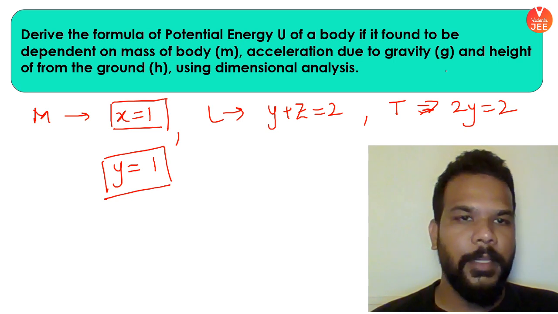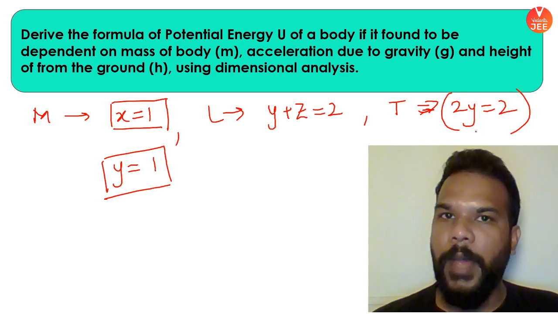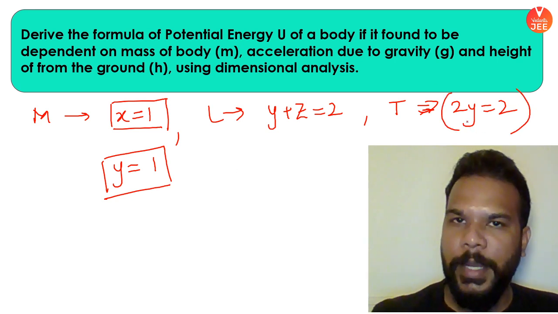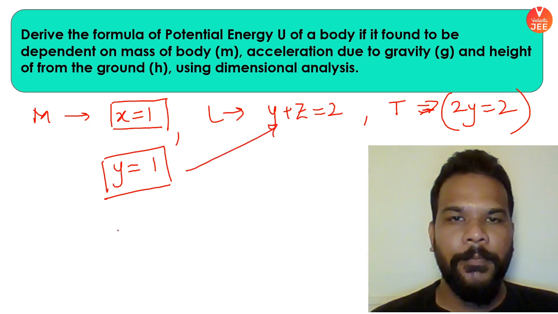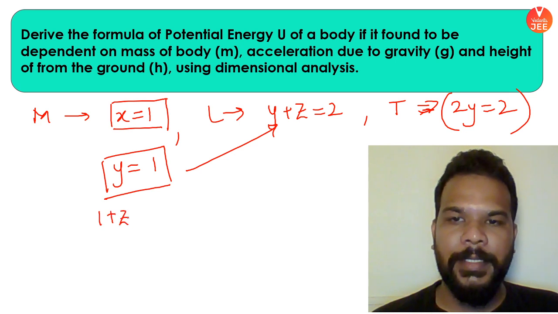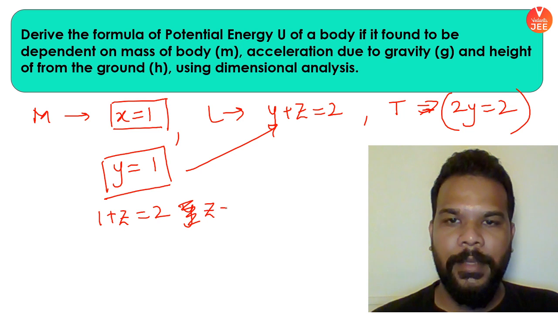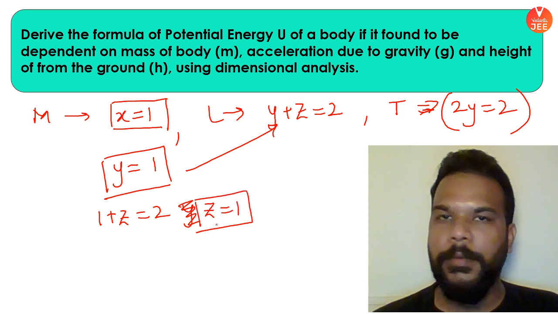Yes or no, guys? If I compare this, it gives me minus 2Y equal to minus 2, so 2Y equal to 2, so Y equal to 1. And now put the value of Y here. So what do I have? I have 1 plus Z equal to 2. That gives me the value of Z also as 1.